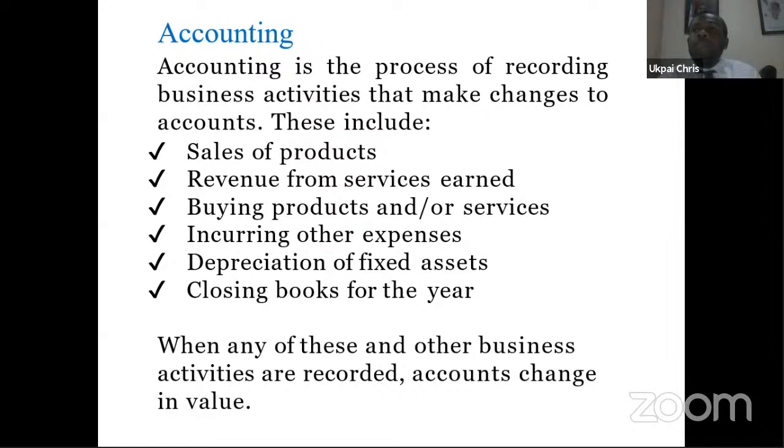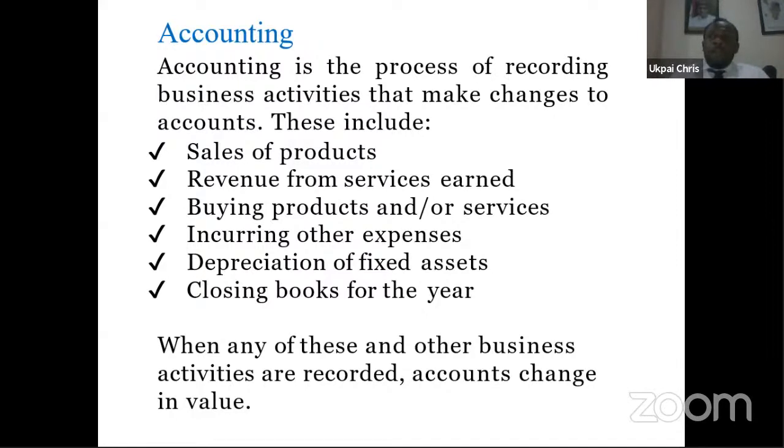Depreciation of fixed assets. What is depreciation? Take for example, you are using your equipment to do your business. You depreciate every year. Say you bought the equipment for 500,000, and you say this equipment will serve you for 5 years. If you divide 500,000 by 5, that gives 100,000 per year. So every year you'll be removing 100,000 as the depreciation of that equipment.